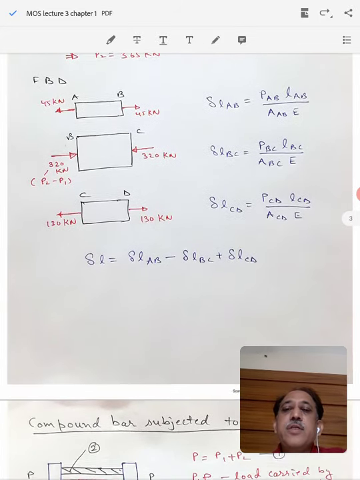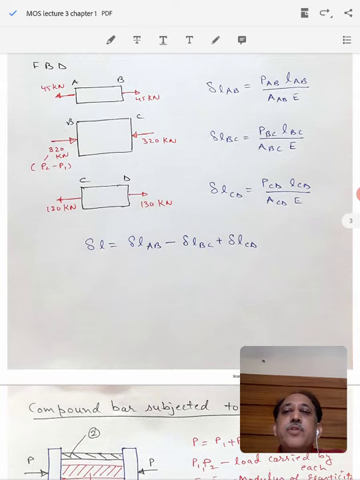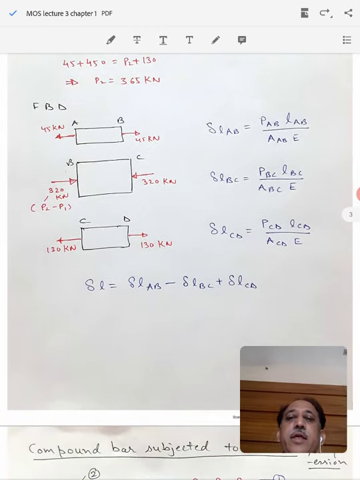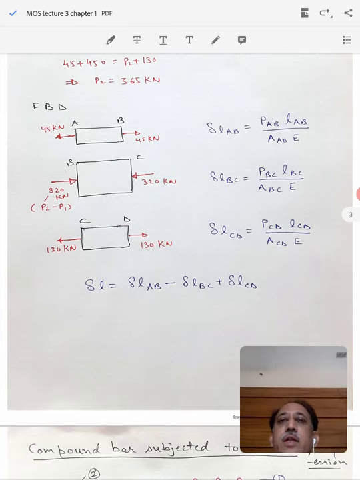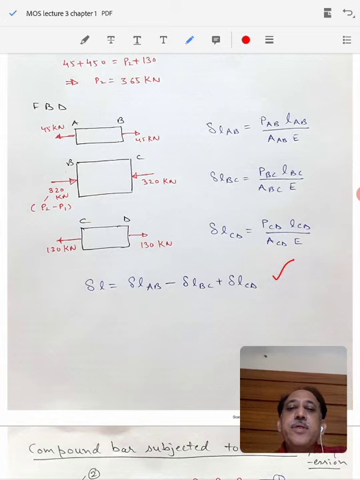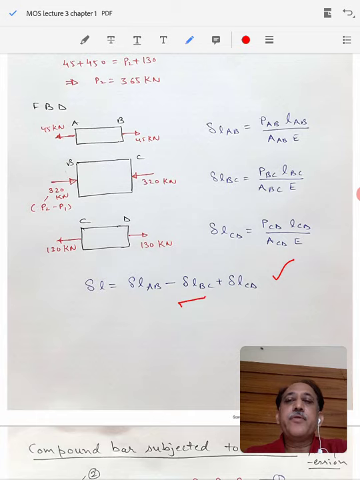Now last but not the least, we will have the section CD, and for section CD again we will apply the force equilibrium. You will find that the force P4 was 130 kilonewton on the right hand side. An equal amount of force, 130 kilonewton, will be acting on the left of this section CD, and you can calculate that this is tensile in nature, so it will increase its length. The final total deformation that we will calculate will be delta LAB minus delta LBC plus delta LCD. So here only one component of the deformation will be negative because it is due to the compressive stresses.